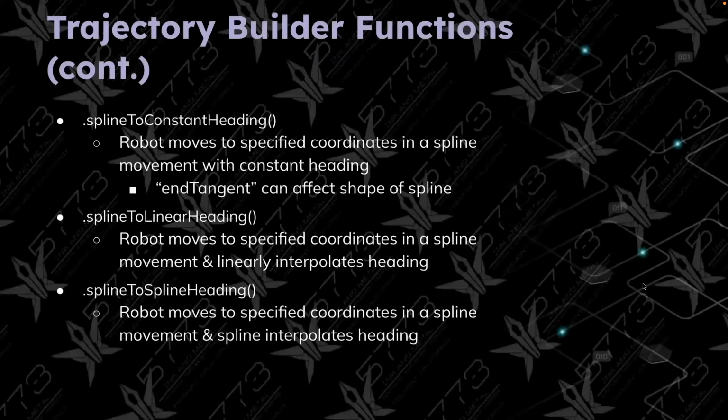The spline 2 constant heading function moves the robot to the specified coordinates in a spline movement with constant heading. Adding the end tangent parameter can affect the shape of the spline. The spline 2 linear heading function moves the robot to the specified coordinates in a spline movement and linearly interpolates the heading. And finally, the spline to spline heading moves the robot to the specified coordinates in a spline movement and spline interpolates the heading.